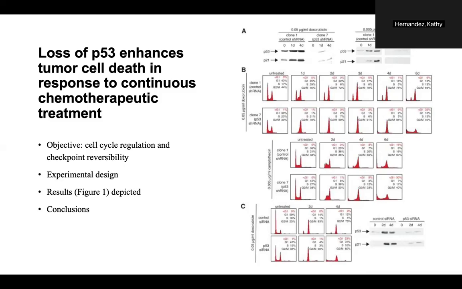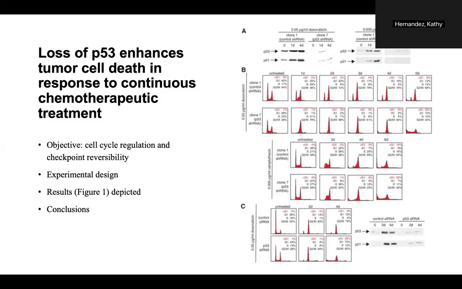The control shRNA cells exhibited a normal DNA content distribution with the 2 day and 4 day arrest upon doxorubicin treatment, suggesting a sustained cell cycle arrest. And then P53 shRNA cells showed a transient arrest, followed by a hypodiploid peak later in the treatment period, which indicated cell death. This demonstrated that P53 deficient cells failed to maintain the arrest and led to cell death.